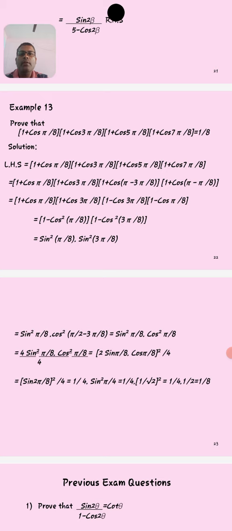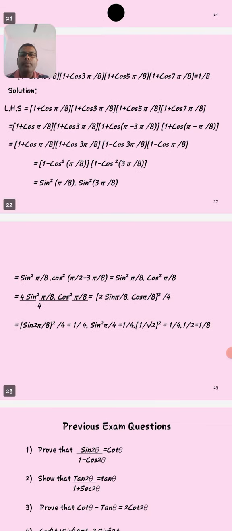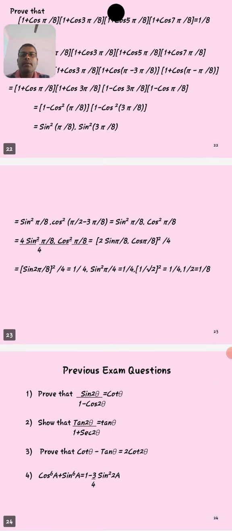1 minus cos square theta is equal to sin square theta, so we get sin square pi by 8 into sin square 3 pi by 8. In the next step we write sin square pi by 8 into cos square of pi by 2 minus 3 pi by 8, that is equal to sin square pi by 8 into cos square pi by 8. Now we multiply both numerator and denominator by 4, we get 4 sin square pi by 8 into cos square pi by 8 divided by 4, that is equal to sin pi by 8 cos pi by 8 whole square divided by 4.